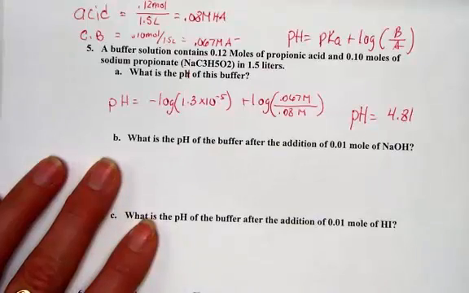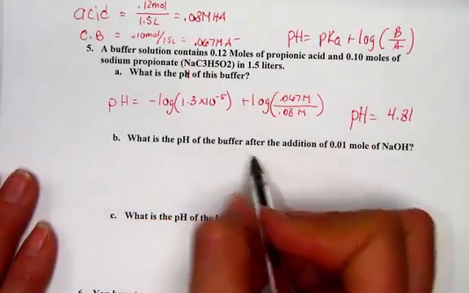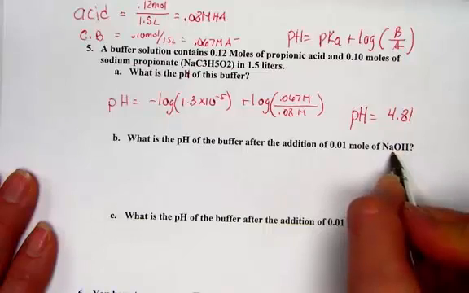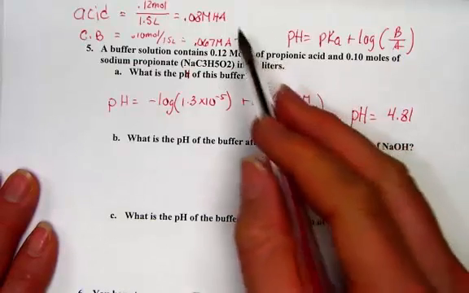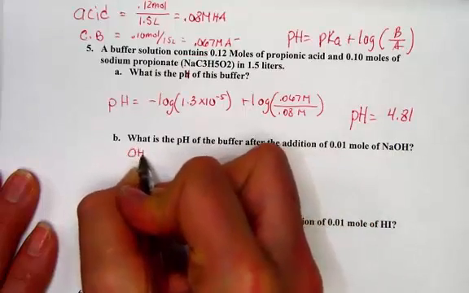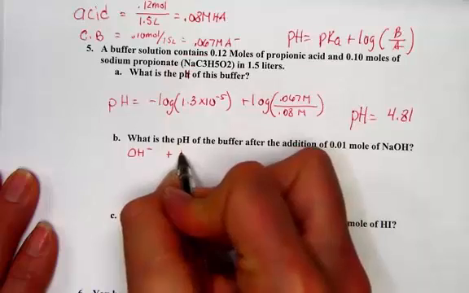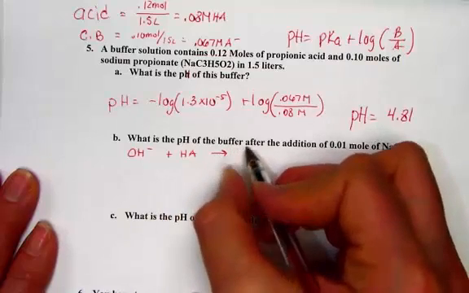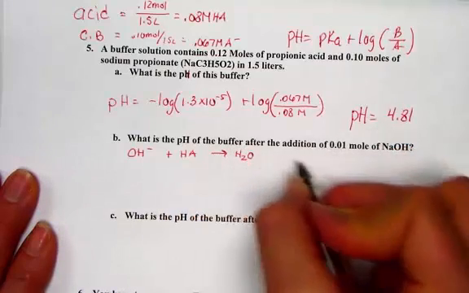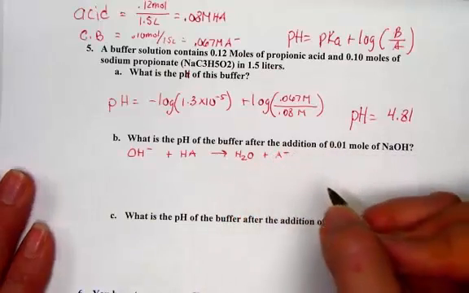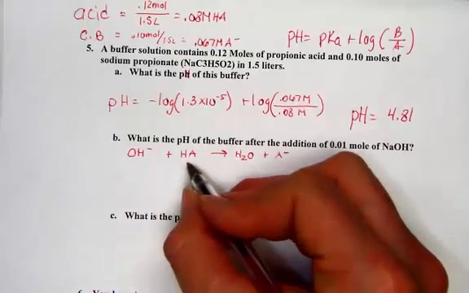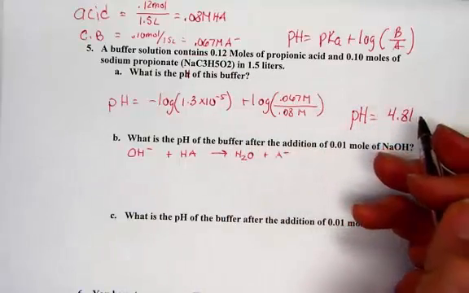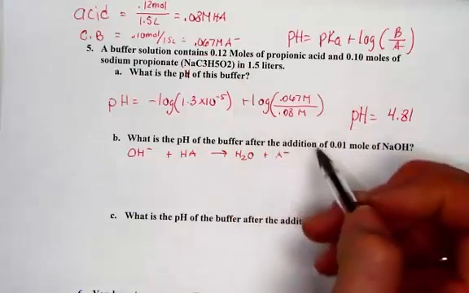Letter B. What is the pH of the buffer after adding 0.01 moles of NaOH? So, if we're adding a strong base, a base reacts with the acid. Let's consider the chemistry first. If OH negative reacts with the acid, I'll just simply write it as HA, it is going to neutralize the acid to form water, giving me more of the conjugate base A negative. Remember, HA stands for the acid, and A negative stands for the conjugate base, propionic acid and propionate ion.